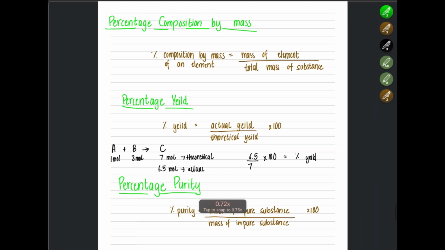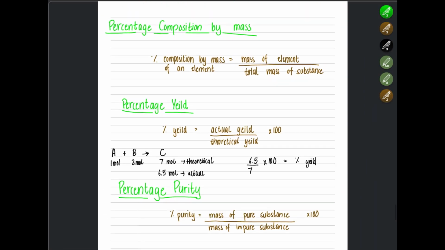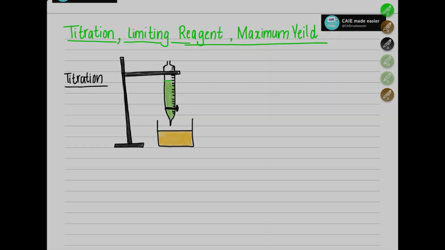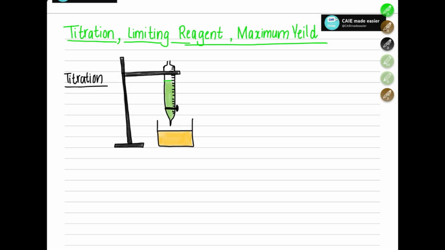And these are 3 important concepts we just studied. If you want, you can take a screenshot. Now we'll study a very important concept in moles that is going to be repeated over and over in a lot of aspects: titration, limiting reagent, and finding the maximum yield.